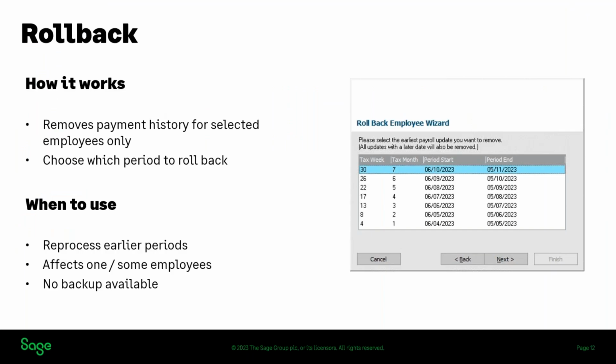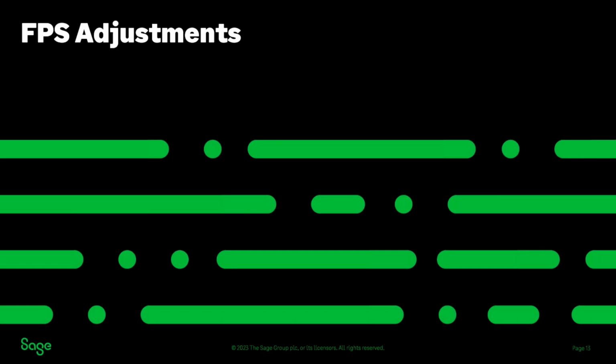So that's the rollback wizard, removing the payment history rather than restoring the entire database. Really flexible, easy to use, particularly for earlier periods and for mistakes affecting just a small number of employees. So far we've been focusing on getting our payroll records corrected. Next thing we need to do is report the adjustment to HMRC.